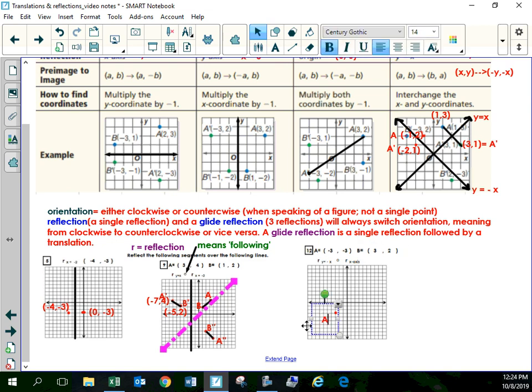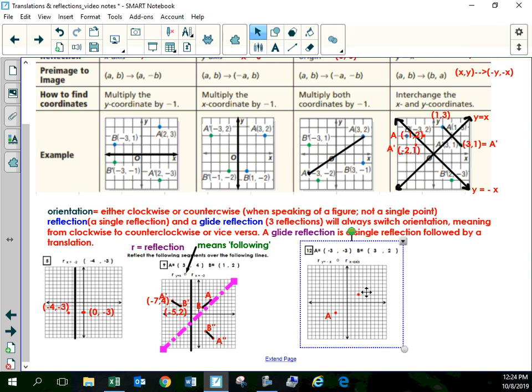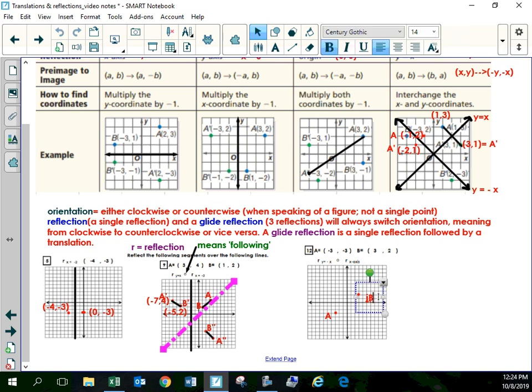Put the point next to it. A there. B says 3, 2. So plot 3, 2. 1, 2, 3, 1, 2, right there. That's B. Put a B next to it.